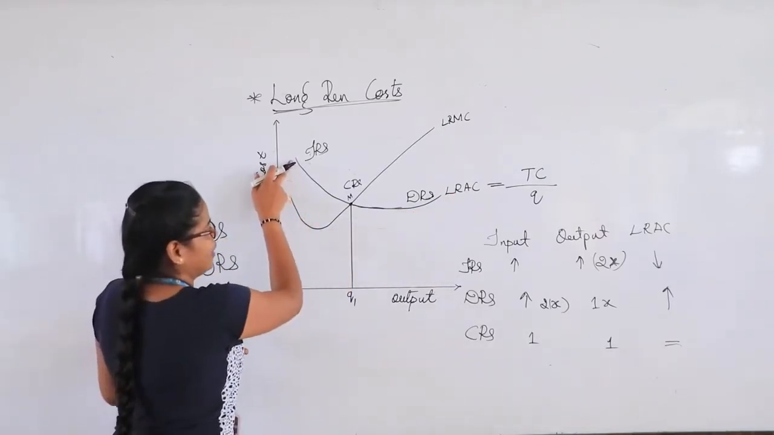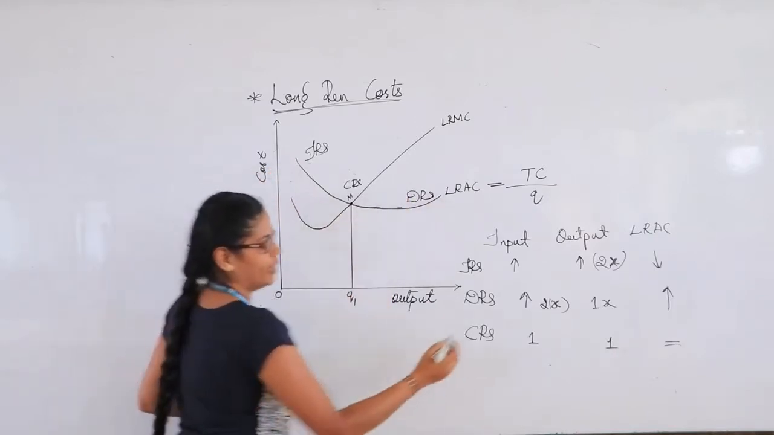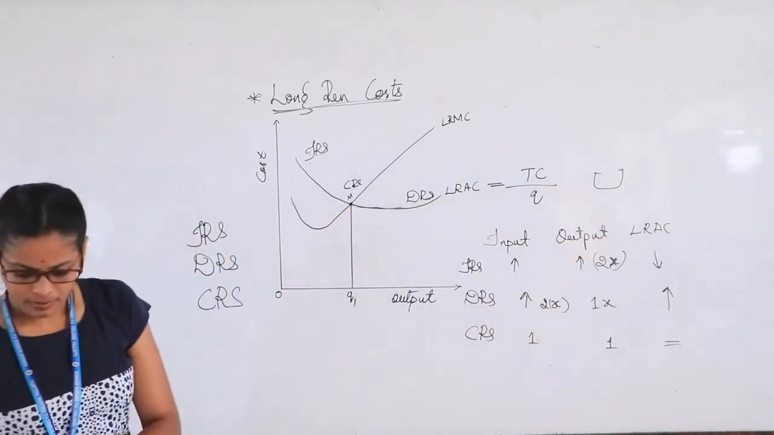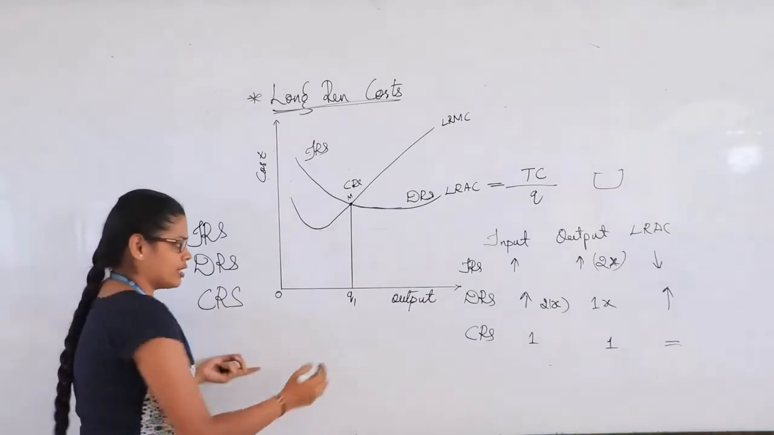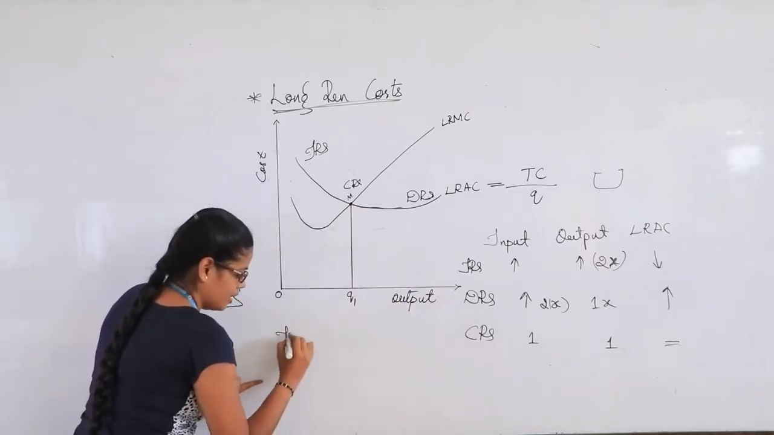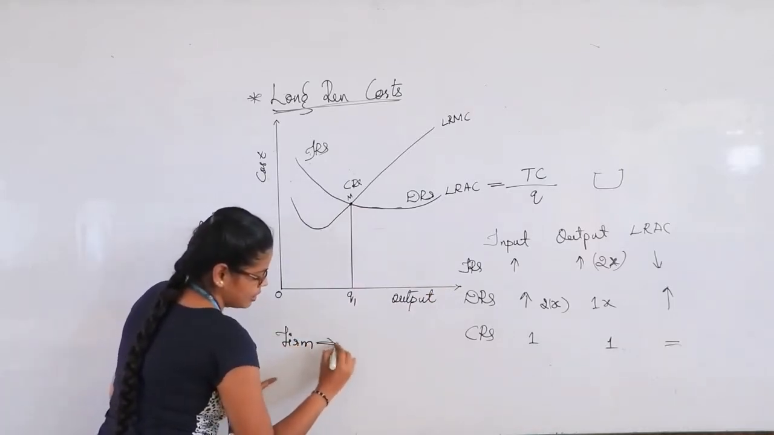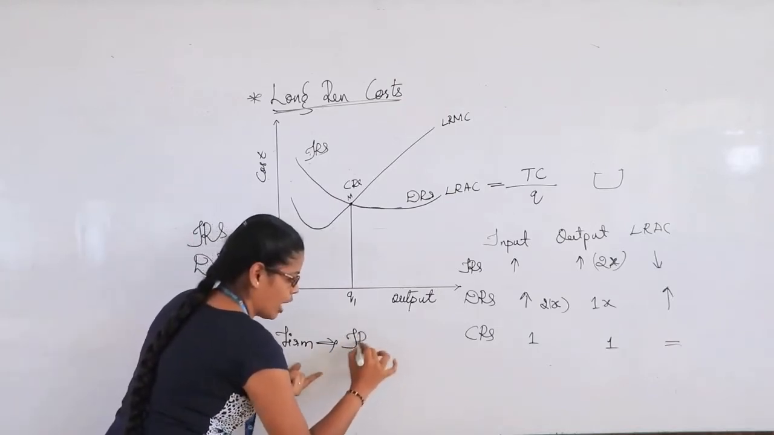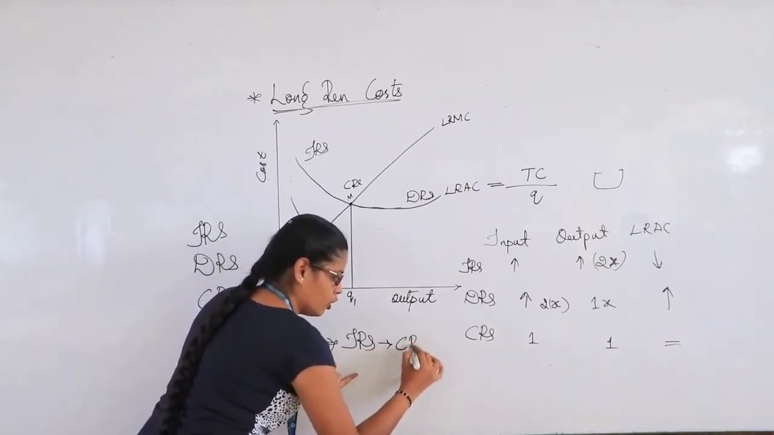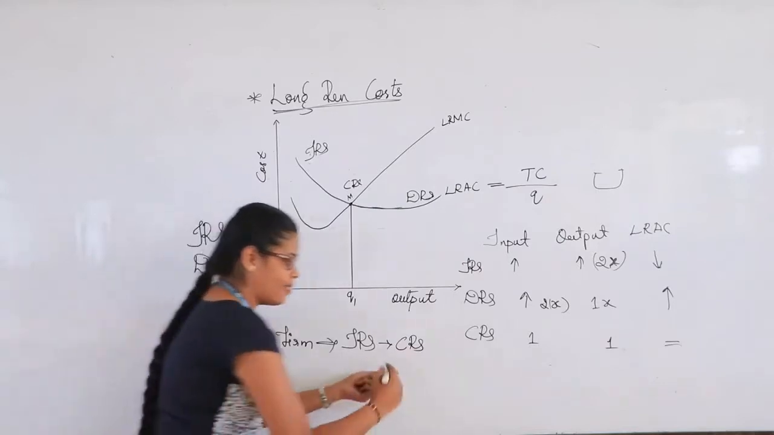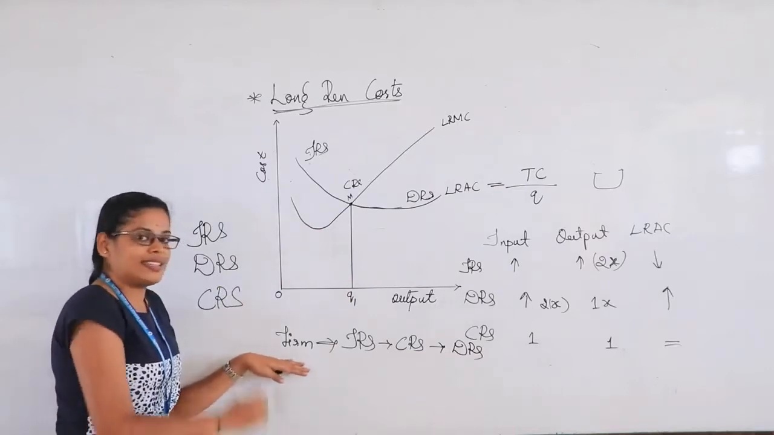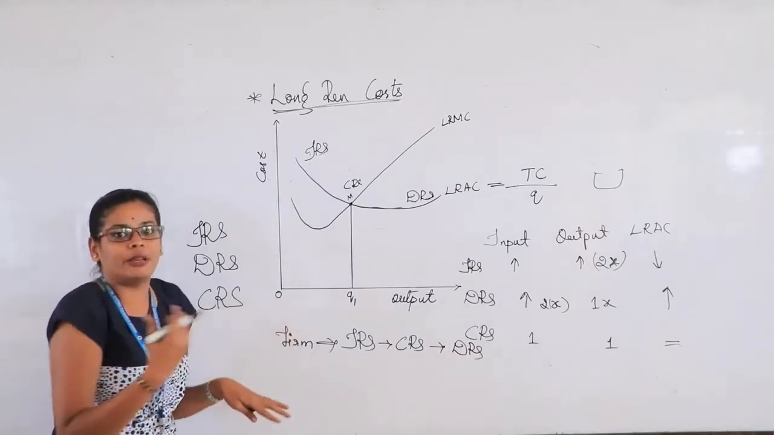You can see that here this curve is in U shape, right? Kind of this shape, yes? So typically the firm follows this kind of pattern. How the firm follows the typical pattern is, first they follow IRS, increasing returns to scale. Then they follow constant returns to scale, and then they follow the DRS, decreasing returns to scale. So this is how the pattern of the firm will be in the typical form.